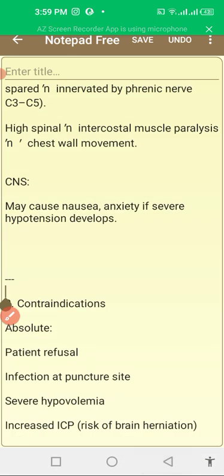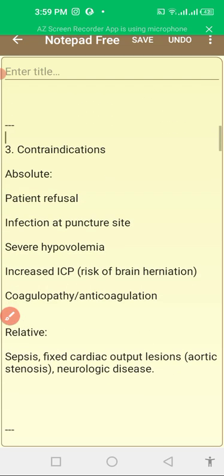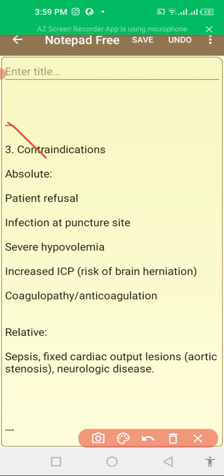own. In the CNS, we will be looking at nausea and anxiety because of hypotension. There will be a complaint of vomiting as well. So we will have to replace the fluid. And contraindications are of two types: absolute and relative contraindications.